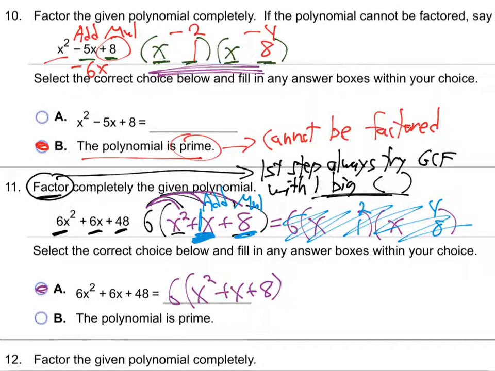That's our answer. It's not prime. So prime cannot be factored even 1 step. That's what prime means. If you couldn't even do 1 step, then the thing is prime. But we did 1 step. We took out the 6. We just couldn't do the next step. So, right? It's not prime. It is broken down to 2 things multiplied.